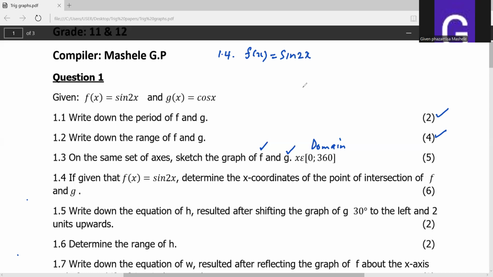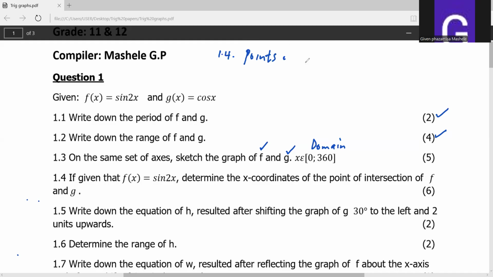Determine the x coordinate of the point of intersection of f and g. We want to know the x coordinates of the point of intersection of f and g. What do we mean by the point of intersection? It is the point where the graphs are equal.